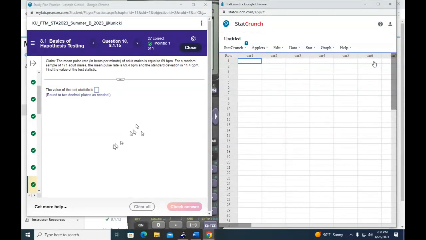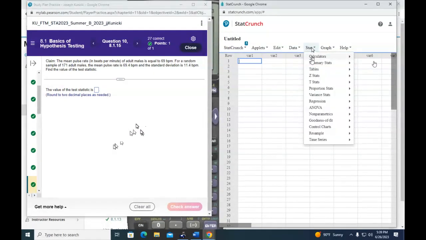This is S, because it's the mean pulse rate for the sample. I'm sorry, that's X bar, and this is S, because there's no mention of sigma. So we can't use the Z. Remember, there's always two possibilities for the mean: one is when you know sigma and one is when you don't. So we have to use the student T instead of the normal Z.